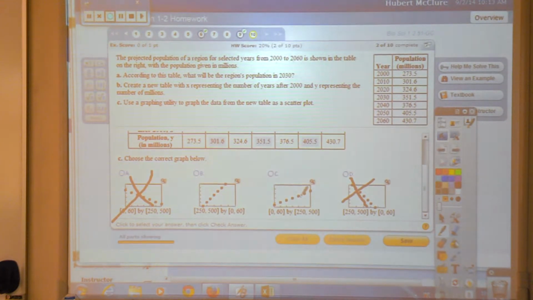I think it's C. The reason I think it's C is because this one's starting from right there. It's not even starting at 0, so I don't think it's this one because it's not starting at the right place. So I think it's C. And that's it. Now, what's that thing that says like 250, 500? That's what I'm about to show you.